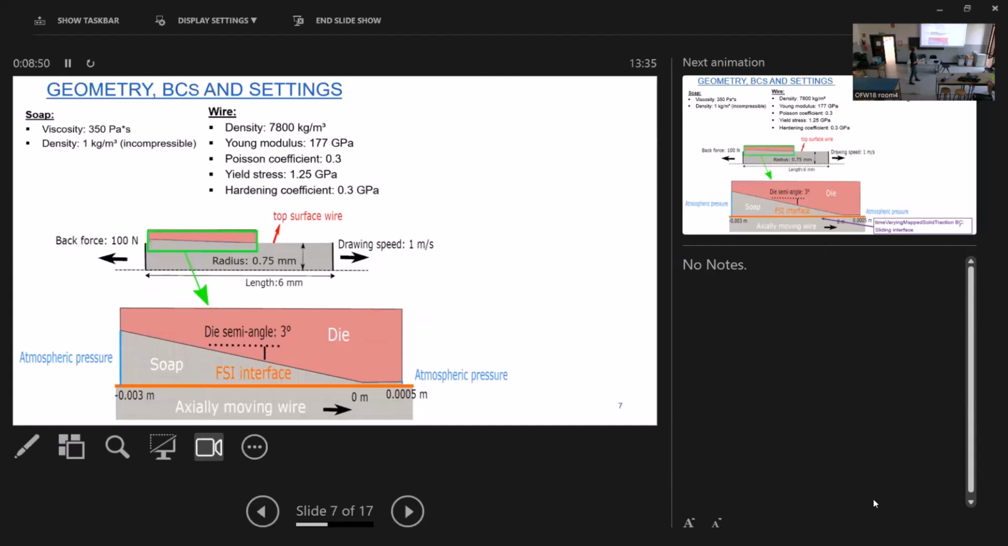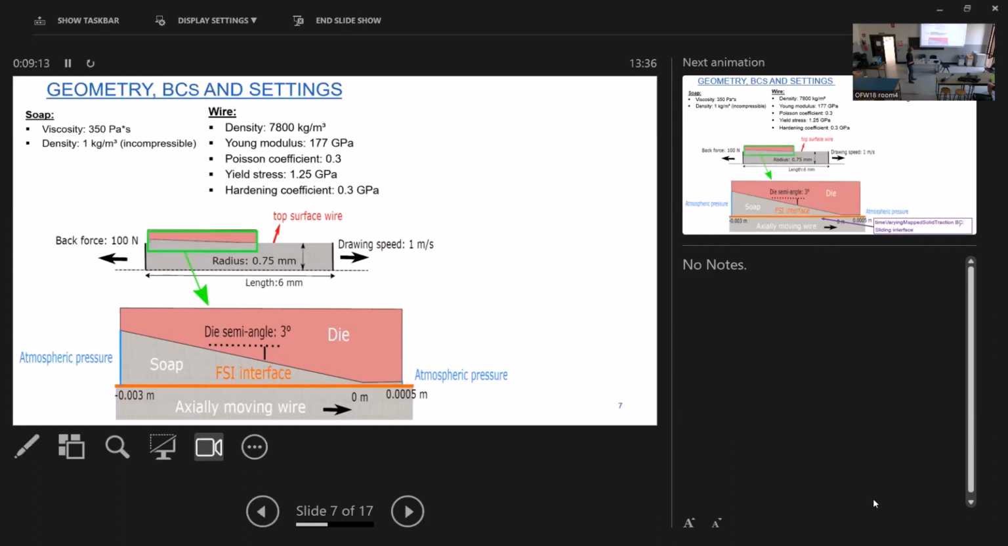The soap viscosity is Newtonian, and the constant viscosity is 50 pascal seconds. The density is 1 kilogram per cubic meter. That doesn't mean it's air. The fact is that we use an incompressible solver in OpenFOAM, so we have to define it to transfer loads to the structure as well. The density of the wire is 7,800 kilograms per cubic meter.